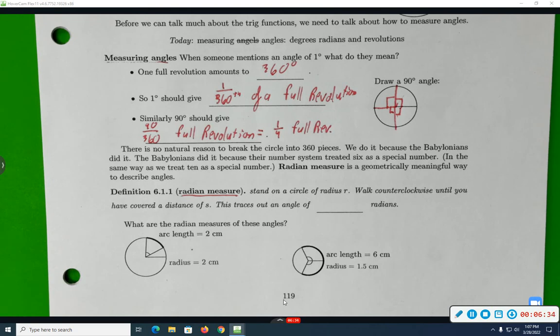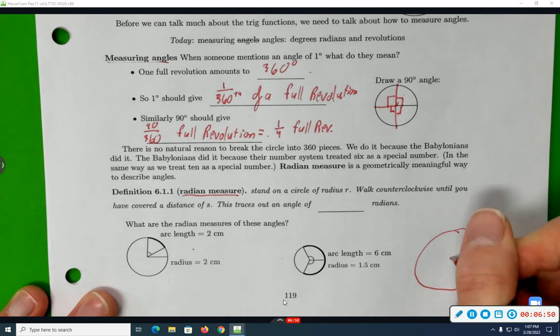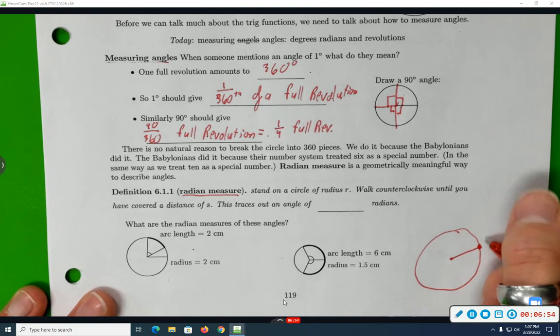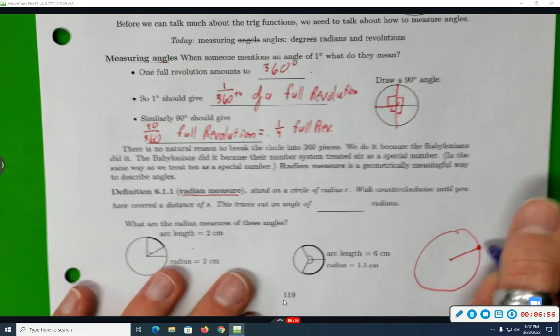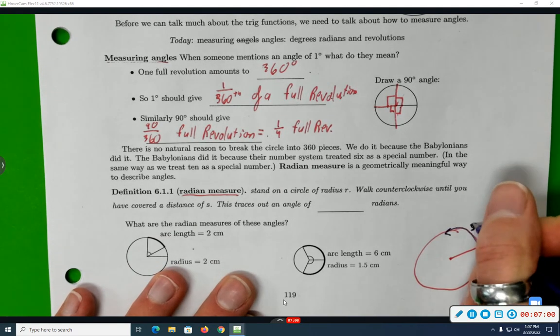So, let me give you a definition. Stand on a circle of radius r. At any point on that circle of radius r, walk counterclockwise around that circle until you've covered a distance s. So, you're standing on some circle. That is a perfectly round circle. You start somewhere. And you just start walking around until you've covered a total distance of s.